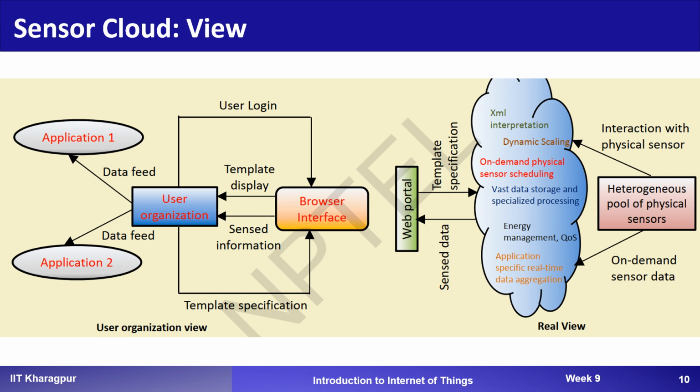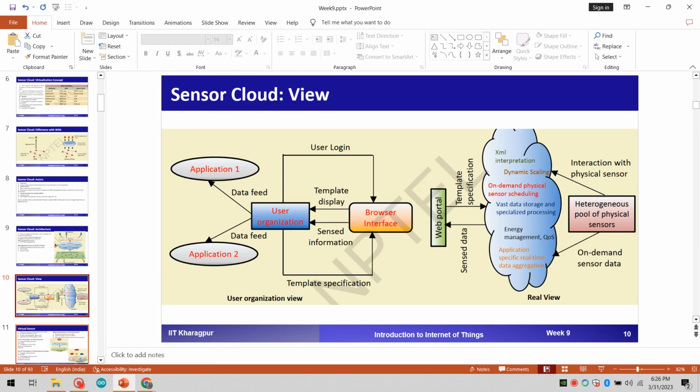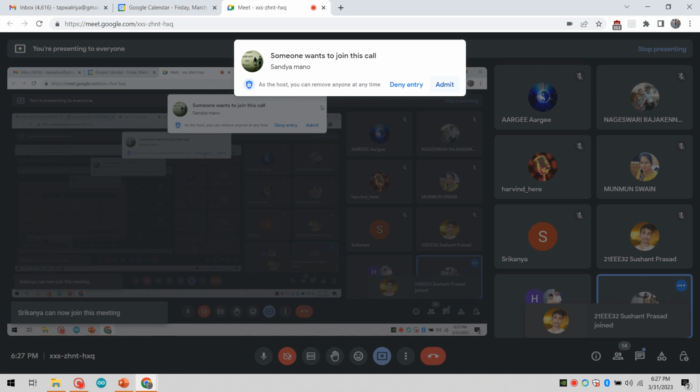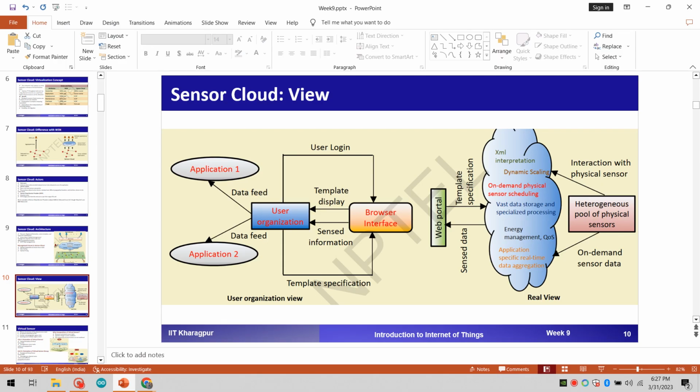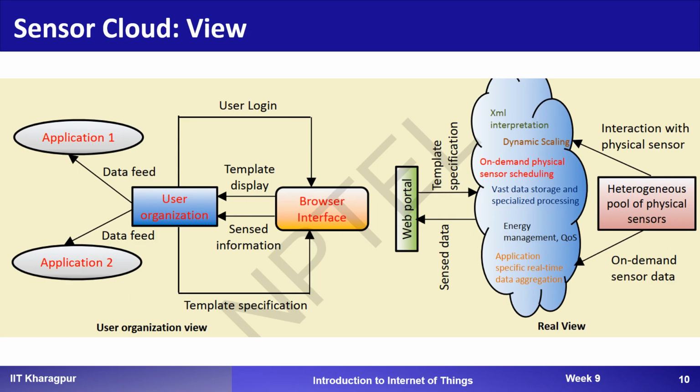Now the two different views of your sensor cloud. The first figure, at your left hand side, is your user organization view, and the second one is your real view. User organization view means the view which the end users will get, that is, how your end user is going to see your sensor cloud. However, the figure at your right hand side, that is your real view, will show what exactly happens in your sensor cloud.